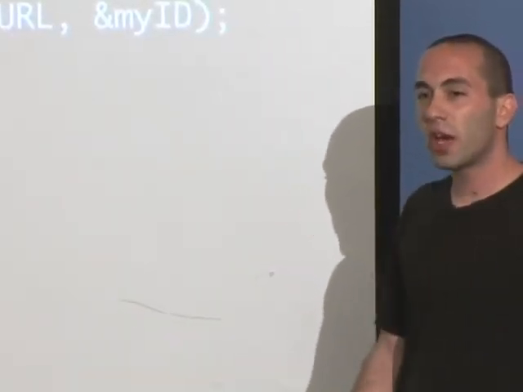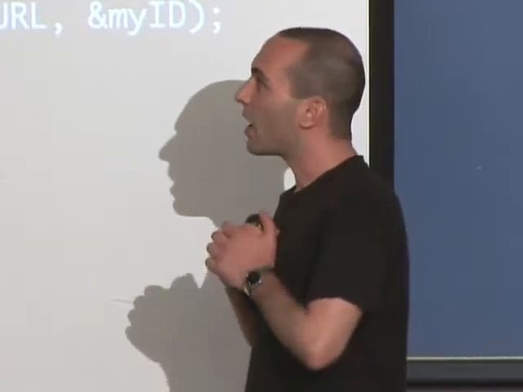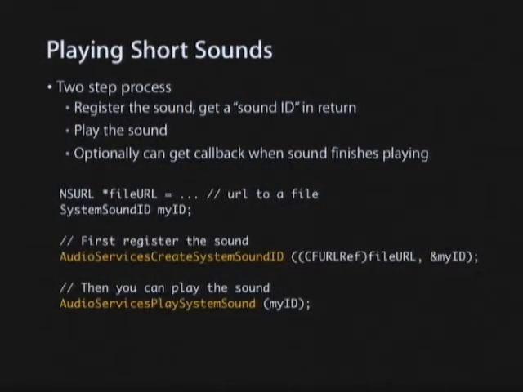So to play a short sound using the system sound API, there's a couple of steps. First, you need to register a sound with the OS. So you have a clip on disk, you load that clip, and you register it with the OS as an ID, a sound ID. Then you play that sound, and if you want to get callbacks for when it's done, you can get those as well.